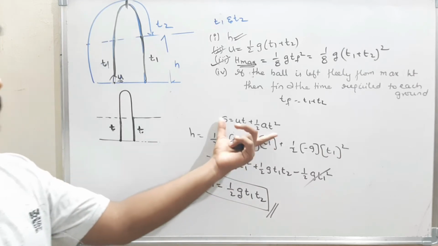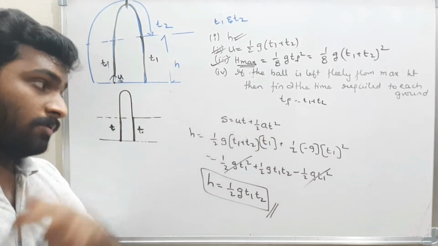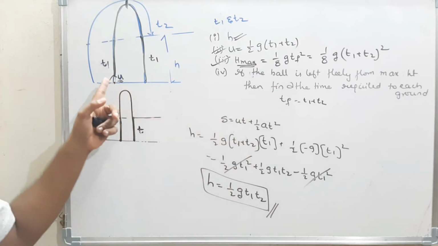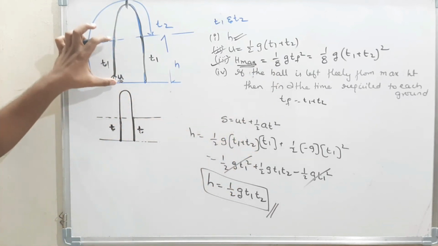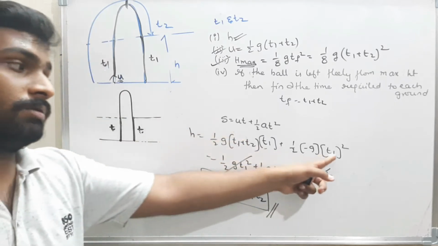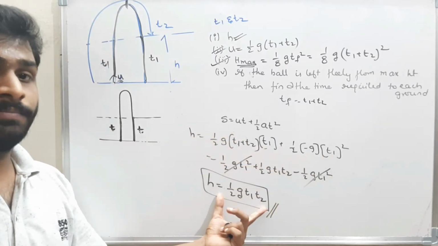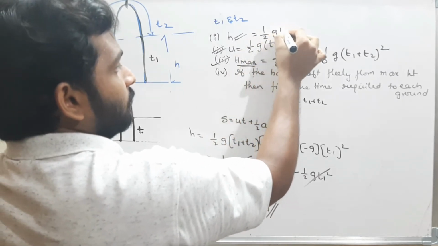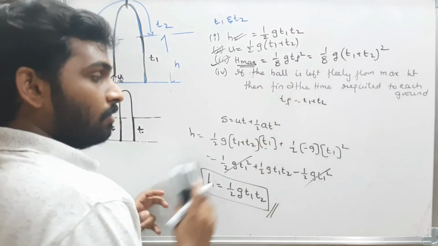Simply use the displacement formula. From the displacement formula, what is u? U value, I got it. Keep that u value here. What is the time taken by the body to move from here to here? The time taken by the body to move from here to here is t1. Already they gave it in the question. Therefore t1. Now find the value. Finally you will get this one. Therefore the height traveled by the body is half g t1 t2.